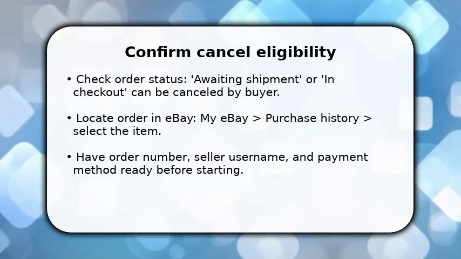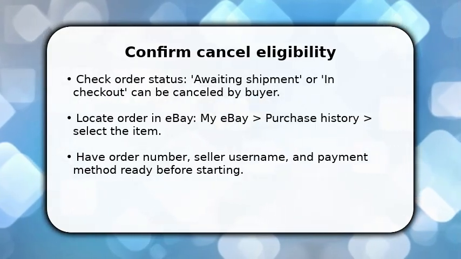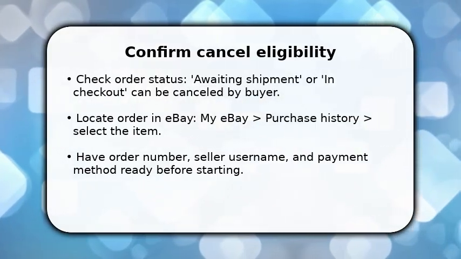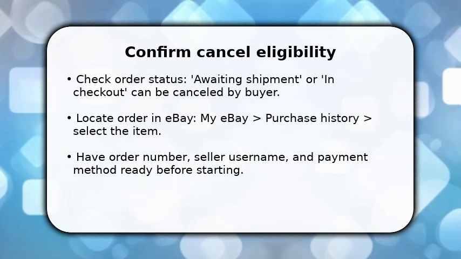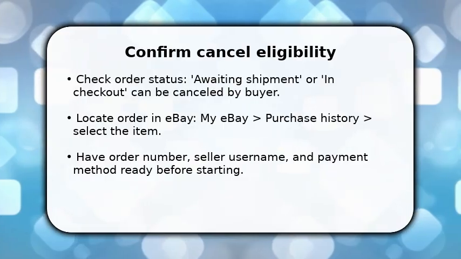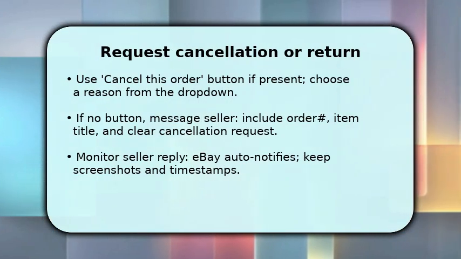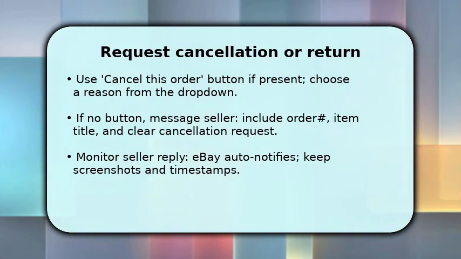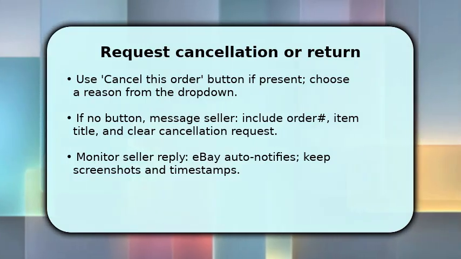Once done, click Contact Seller or Cancel this order button when available. This initiates the process and creates an eBay record of your request. If the built-in Cancel this order button appears, use it and pick the reason so eBay logs it properly. If the button is missing, message the seller immediately.